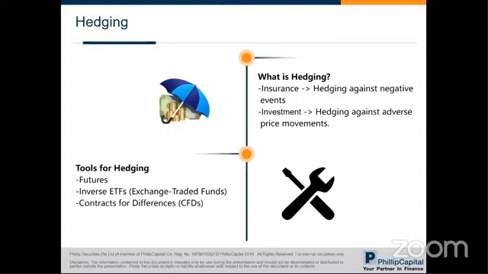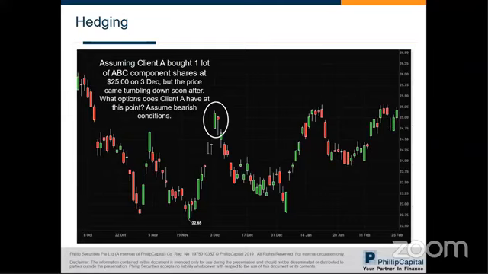You can use equity or world indices to hedge against the price movement. So it's actually a protection against the downside, or when the portfolio moves against you. We can use CFD, inverse ETF to do short selling, and also futures. So okay, assuming looking at this chart, right? Assuming client A bought one lot of ABC component share at $25 on 3rd December. But you think that the price may tumble down soon after. So the client can do short selling with the shares or maybe world indices such as the SDI index.